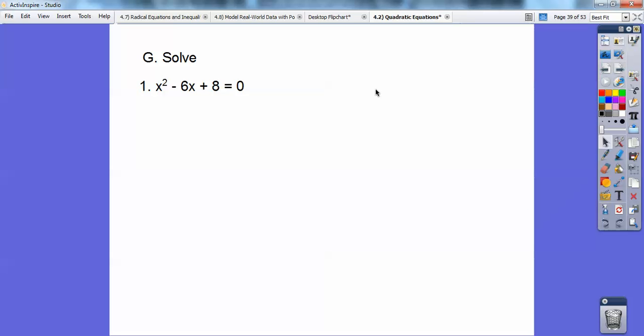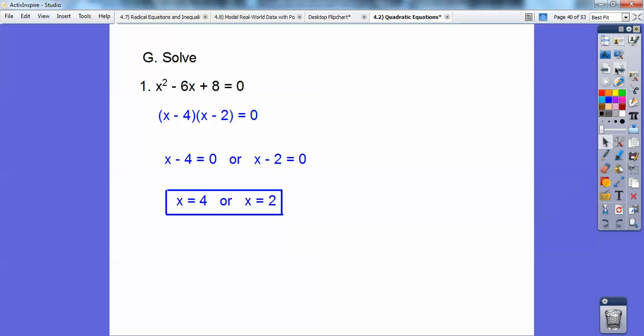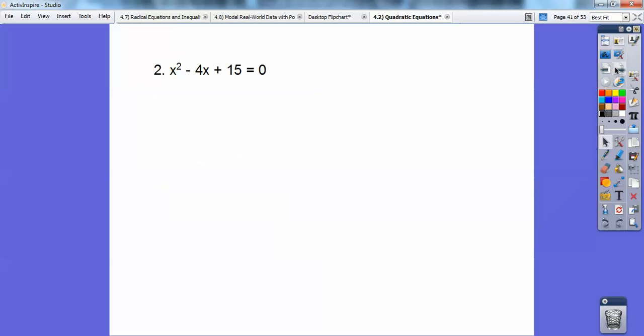Okay, now it just says solve. It doesn't say solve by completing the square or nothing. Are there any factors of 8 that add to negative 6? Heck yeah, negative 4 times negative 2. So that factors, you guys, x minus 4, x minus 2. So you set the factors equal to 0 and you get 4 and 2. Factoring's the bomb on solving quadratics.